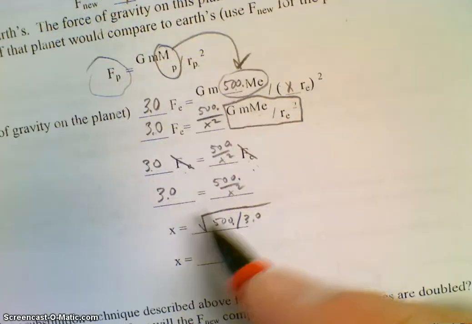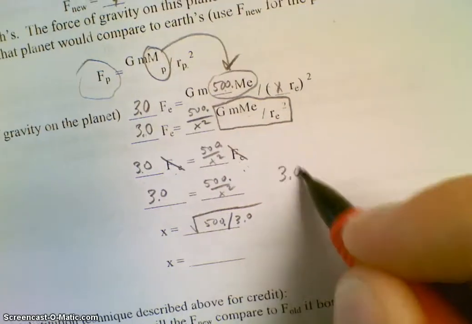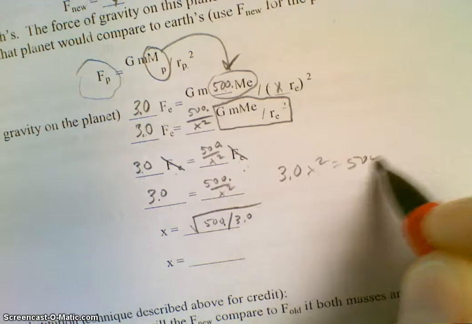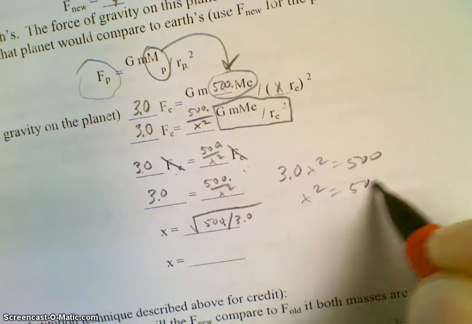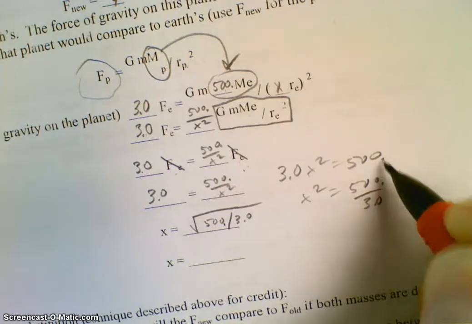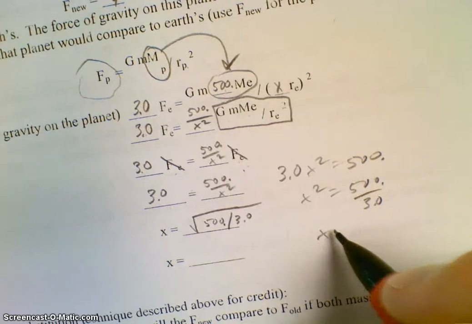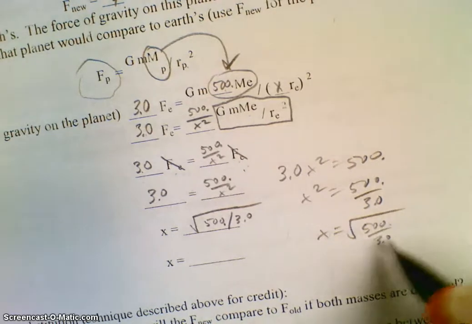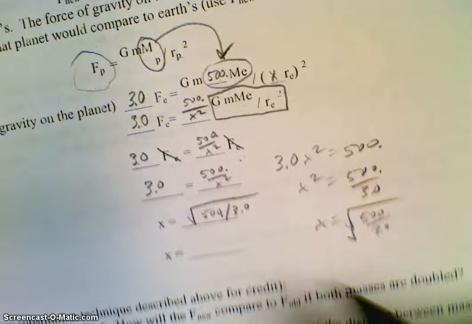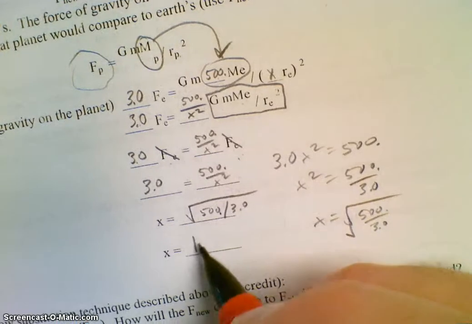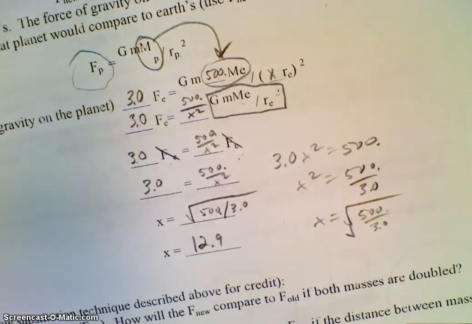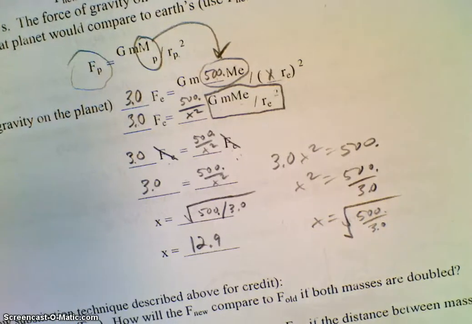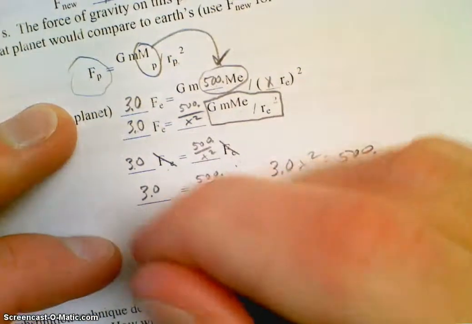See where I got that? I multiplied both by x squared, so I have 3.0 x squared equals 500, and then x squared equals 500 over 3.0. So x equals the square root of that. So then x equals 13, because if you look at digits, it should actually be 13.